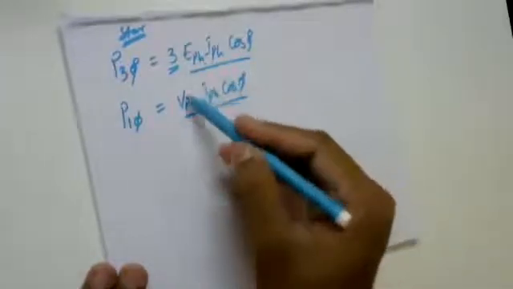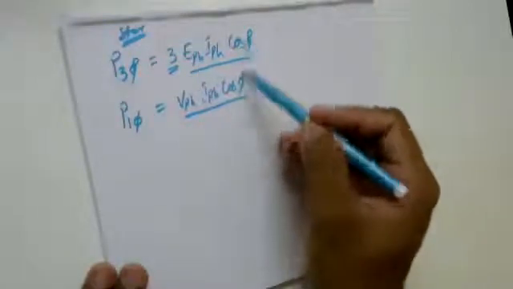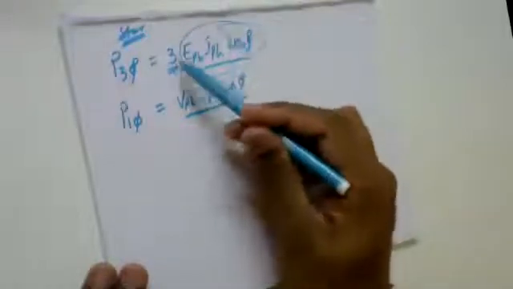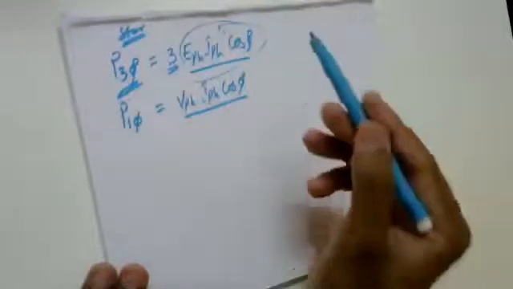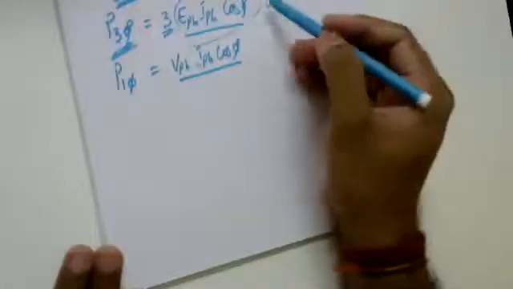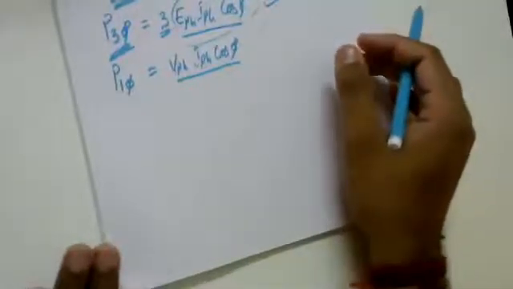So instead of E phase I have written this as V phase, both mean the same, right? So voltage into current into power factor. This is the power consumed in single phase. If I multiply it by 3, that gives me the three phase power. Okay, now we'll see how I can use this equation to compute the power being consumed by the star connected load.